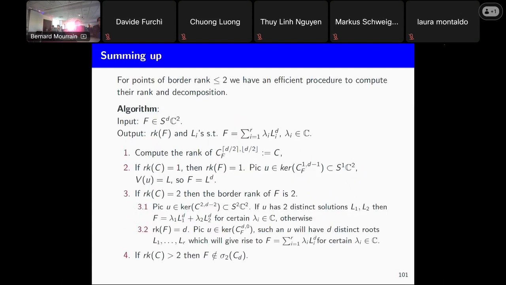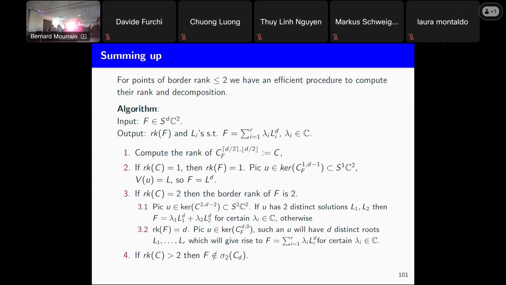Okay, so now we can refine the algorithm and just say, I have my polynomial in two variables. I want to see the rank and the decomposition. I compute the kernel of the first catalecticant. If the rank of the catalecticant is 1, then the rank of F is 1. I pick any element in this kernel, and I find the linear forms whose power is my F.